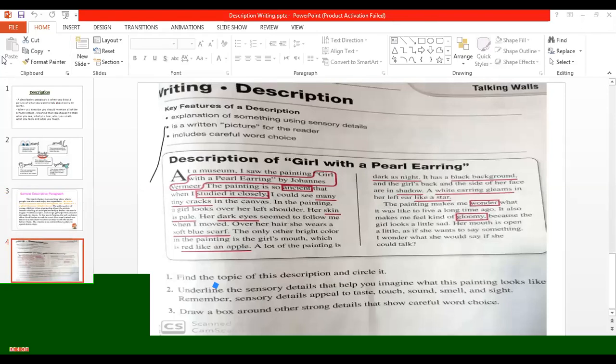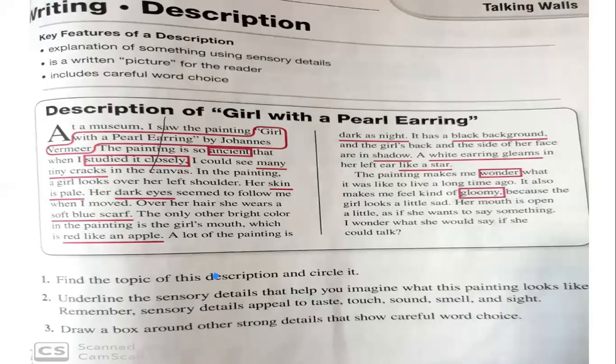Okay, description. This is 409. Explanation of something used sensory details. Let me make it bigger for you. Okay. Is a written picture for the reader. Written picture. Include careful word choice. Okay, those are the three main things that you should pay attention to when writing a descriptive paragraph.